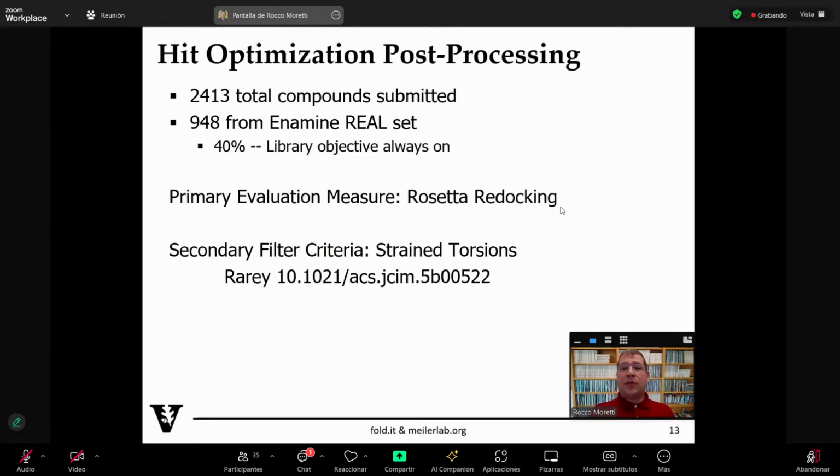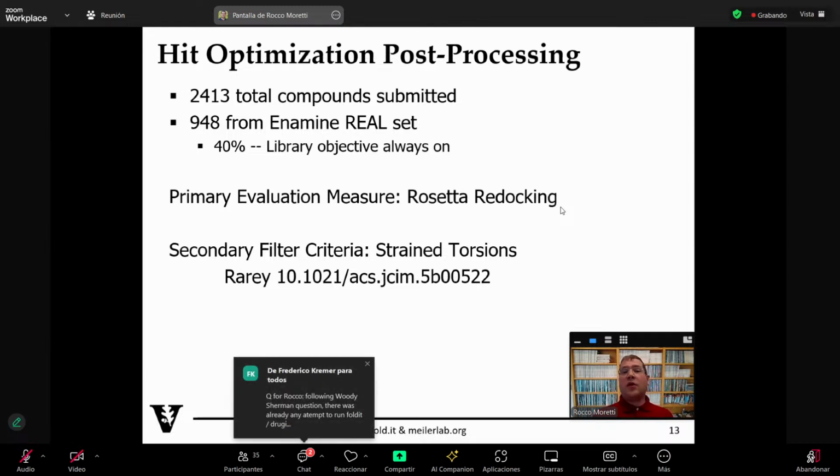So from the hit optimization round, we had 2,400 compounds identified and submitted to the server. This is lower than the hit identification round, but I think that's a combination of 2 factors. One is the fact that we only had 4 rounds of puzzles as opposed to 8. The other thing is that the similarity objective would reduce the compound search space significantly. However, of those, we had a greater hit rate from the Enamine REAL set, possibly attributable to the fact that we had the library objective on and gave a bonus to players for staying within the library.